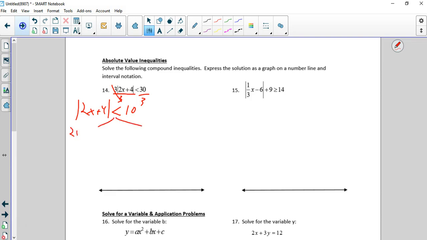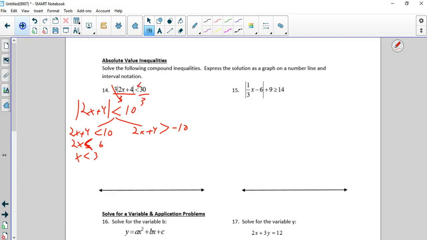Okay? 2x plus 4 is less than 10. Now we're going to do the same thing we did with the equations. We're going to write 2x plus 4, we're going to make it a negative 10. The only difference is we have to flip that symbol. Now, we're just solving an inequality. I'm going to subtract 4 and get 2x is less than, just less than, sorry, minus 4, 6. Divide by 2, x is less than 3.